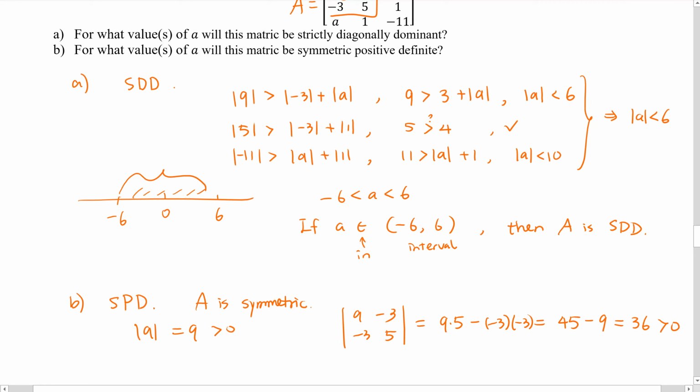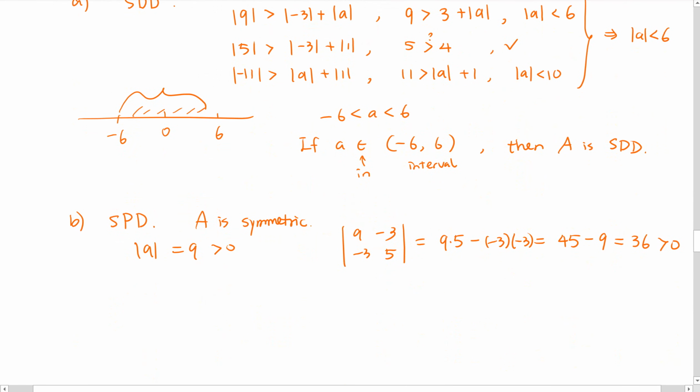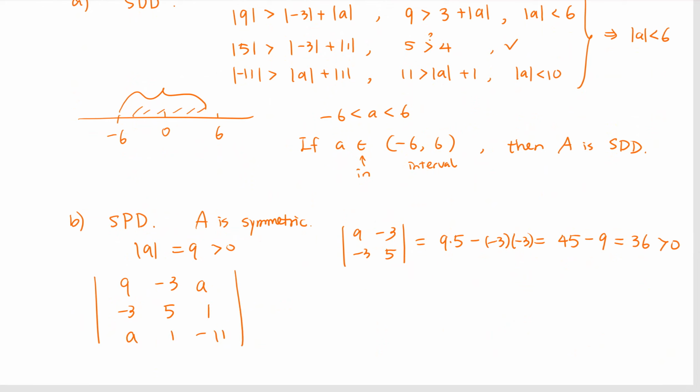Okay. Good. Now what's left is just the determinant of A. So let's copy it down right here. We have [9, -3, a; -3, 5, 1; a, 1, -11], right? Here, the difficulty of choosing each row or column for cofactor expansion is the same, so let's just choose the first row to expand it.